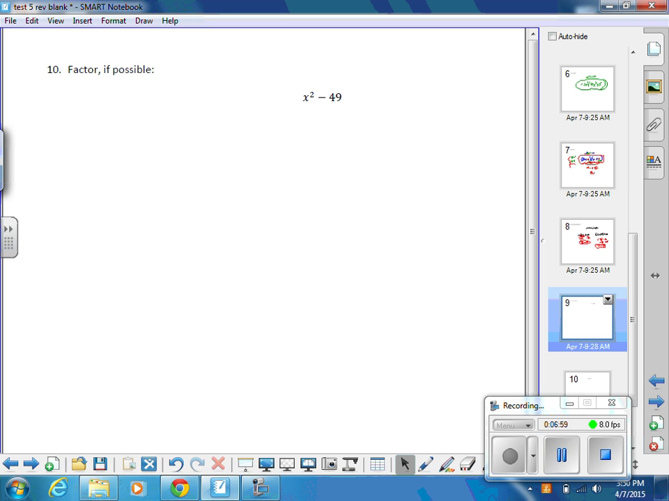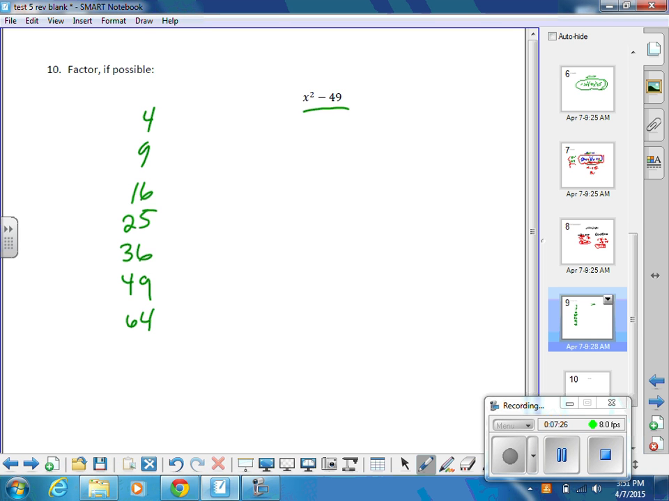Now, factor if possible. This is the difference of 2 squares, okay? No equals, so no solving. Difference of 2 squares has a minus. Minus is important. Again, those numbers are things like 4, 9, 16, 25, 36, 49, and so on. They keep going up, okay? This is a perfect square, 64, and so on.